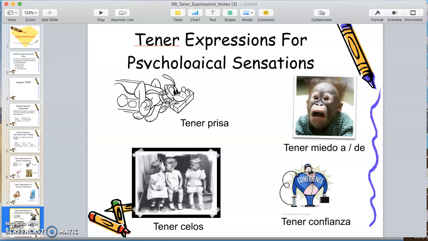So tener miedo a, to be scared to blank. To be scared to run, to be scared to fall down the steps. Okay, whatever it is. And then tener miedo de is to be scared of spiders, rabbits. Okay, so to be scared to or of.